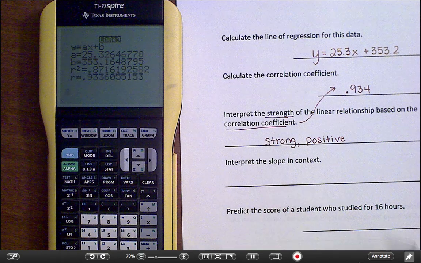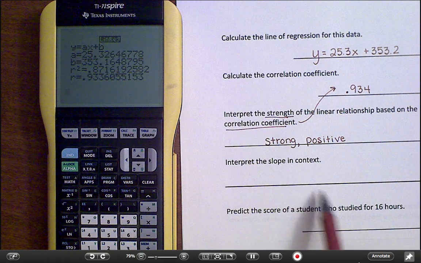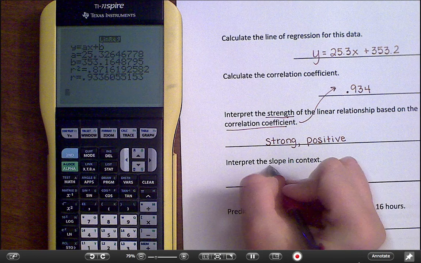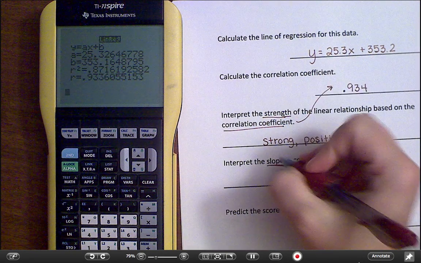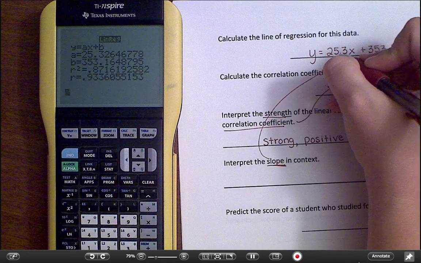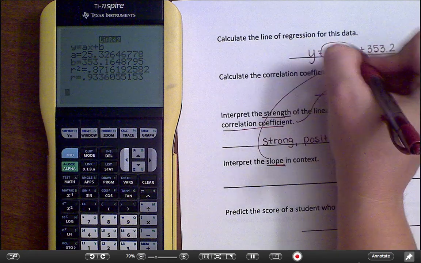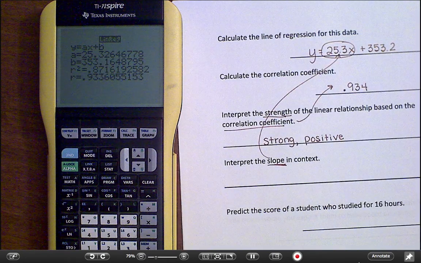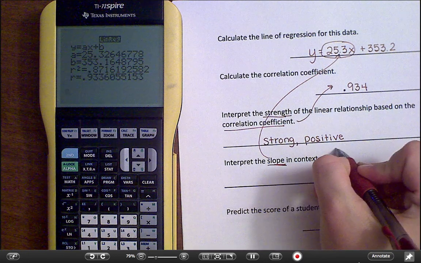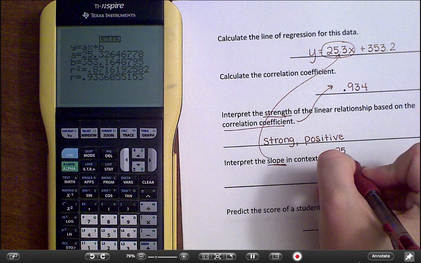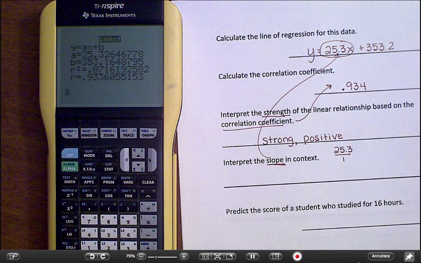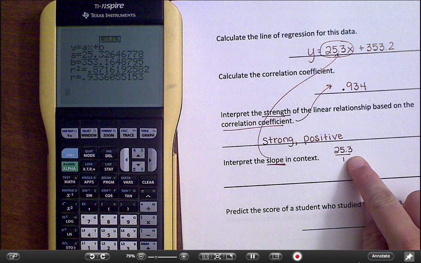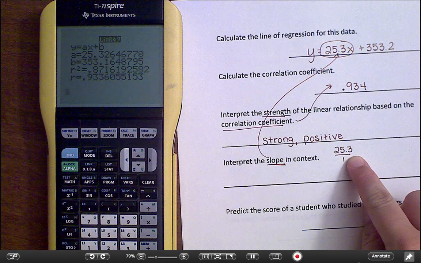Okay, interpret the slope in context. So when it asks you this question, make sure you're going all the way back up to your slope, which is from your linear equation. This number right here is your slope. And I don't think we got to this in class yesterday in any of my classes, but here's what that slope is really talking about. I could write it as a fraction. Numerically we really would never do this, but we could write it as 25.3 over 1.